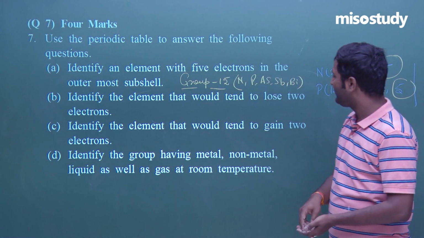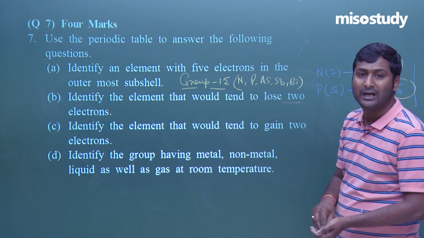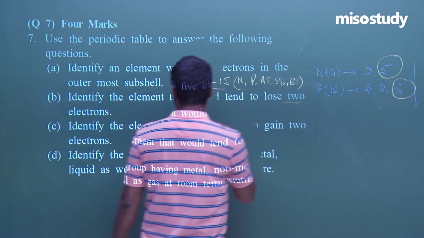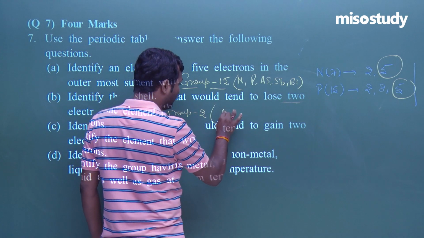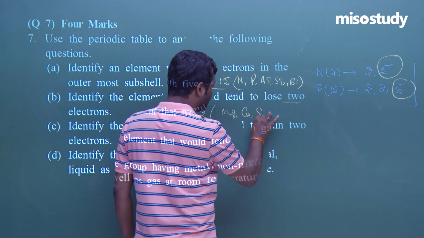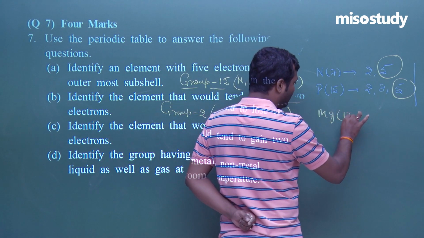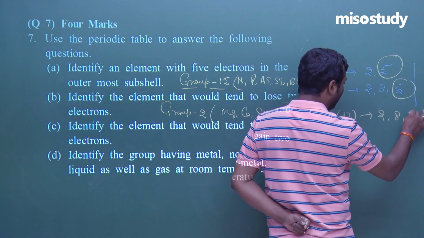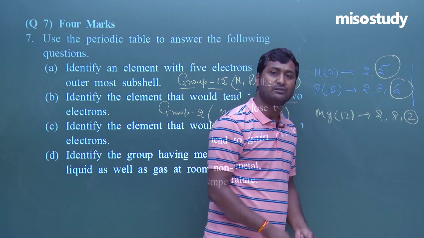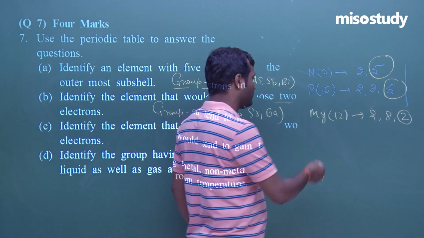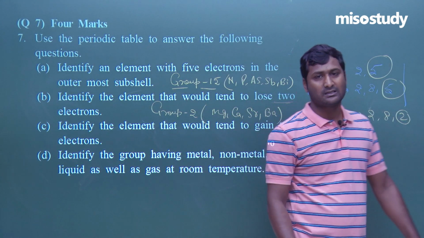Now identify the element that tends to lose 2 electrons. As we know, if I talk about group 2 elements like magnesium, calcium, strontium, barium, they all look like this: 12, 2, 8, 2. They have a tendency to lose 2 electrons to gain stability, to gain the nearest inert gas configuration. So it can be written like this, Mg2 plus, my friend. I think you can easily solve such kind of question.